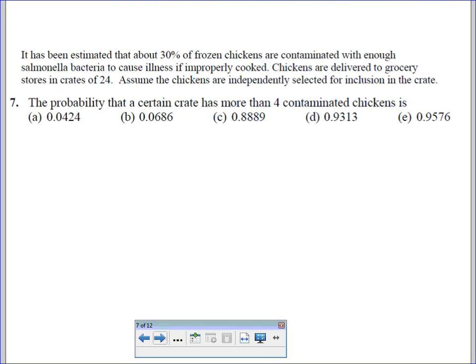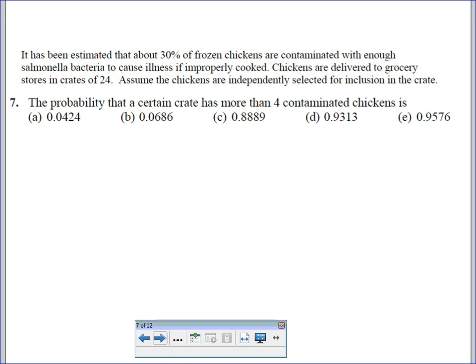All right, it has been estimated that about 70% of frozen chickens are contaminated with enough salmonella bacteria to cause illness if improperly cooked. Chickens are delivered to the grocery stores in crates of 24. Assume that chickens are independently selected for inclusion in the crate. The probability that the crate has more than 4 contaminated chickens is, so this is a binomial probability.